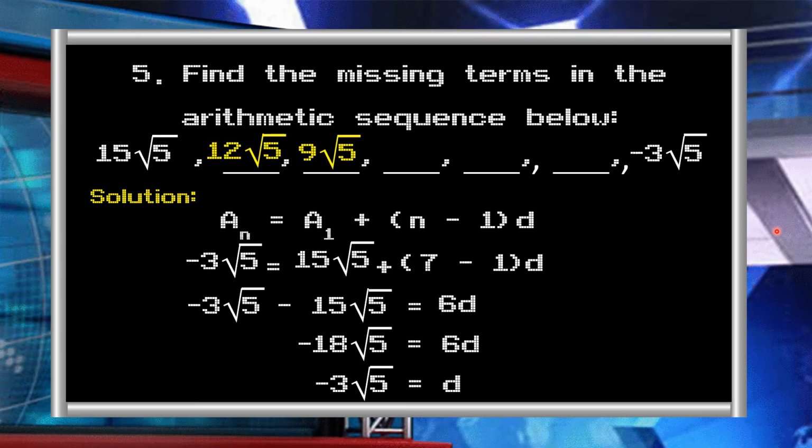Minus 3 ulit, it's 6 square root of 5. Minus 3 ulit, so 6 minus 3 is 3 square root of 5. And then we have 3 square root of 5 minus 3 square root of 5 is just 0. And to check kung tama, so 0 minus 3 square root of 5, of course, we have our last term, which is negative 3 square root of 5.